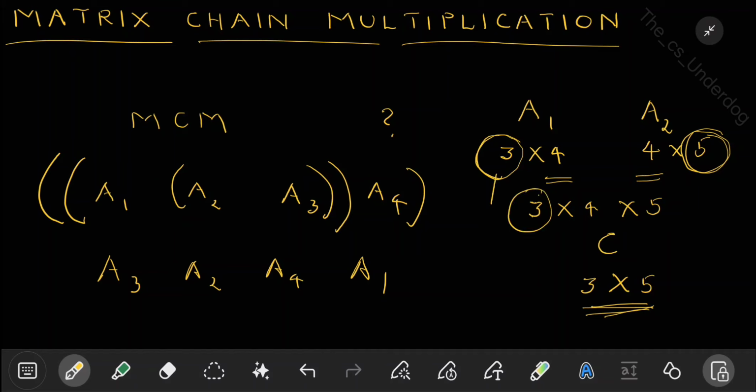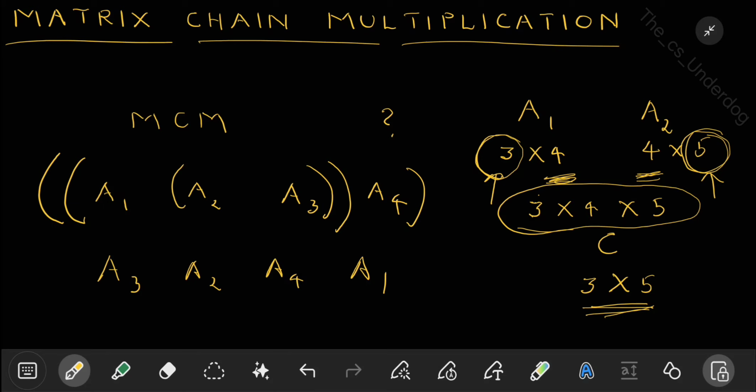3 is the number of rows in the first matrix, 5 is the number of columns in the second matrix, and 4 is the number of columns in the first matrix, which is the same as the number of rows in the second matrix. Whenever you get two matrices which you want to multiply, you can directly find out the total number of scalar multiplications that are required in order to multiply these two matrices. So this is how you will understand the total number of scalar multiplications.